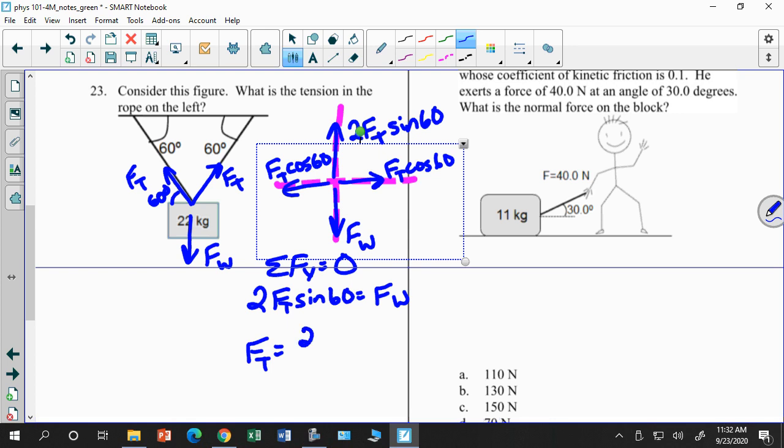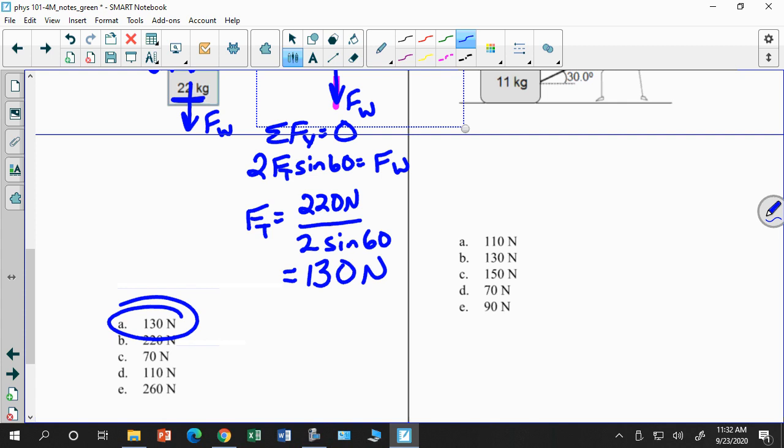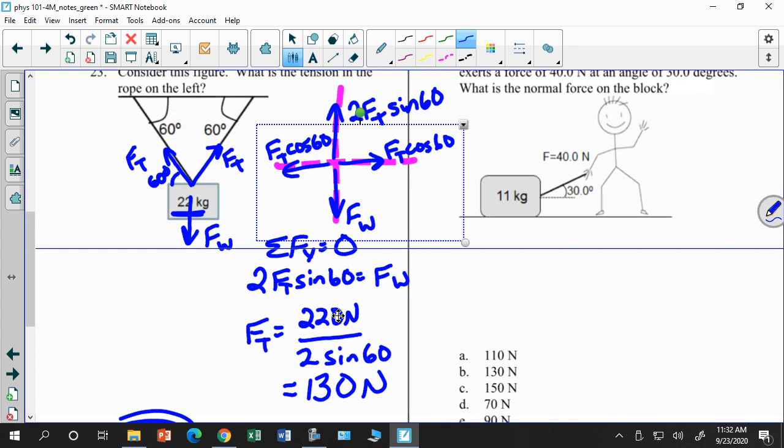FW is 220 newtons. I got that because this is 22 kilograms. I multiply it by 10, divided by 2 sine 60. That's 127, 130. So the force in one of them is going to be 130 newtons.